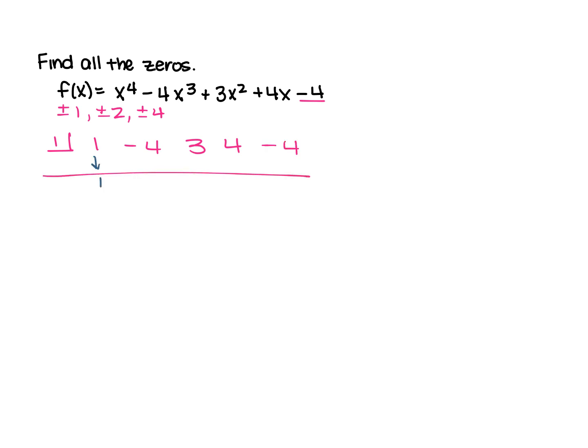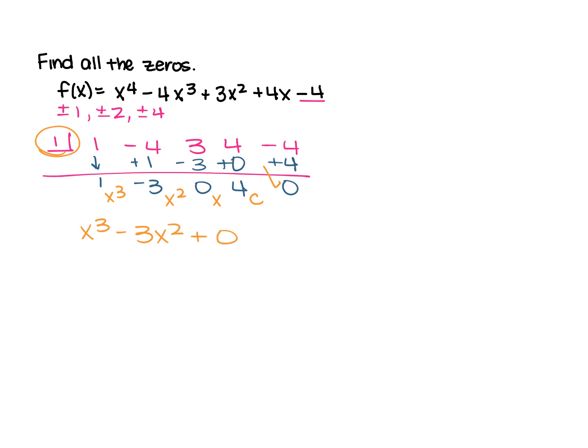Our 1 drops down. Times 1 is 1, minus 4 is negative 3, times 1 is negative 3, plus 3 is 0, times 1 is 0, plus 4 is 4, times 1 is 4, minus 4 is 0. So this one gives you the 0 as a remainder. That 1 is a solution. You're going to now work with 4 as your constant, 0 gets x, the negative 3 gets x squared, and 1 gets x cubed. So you have x cubed minus 3x squared plus 0x plus 4 is equal to 0.